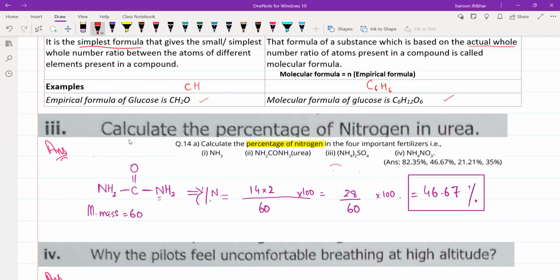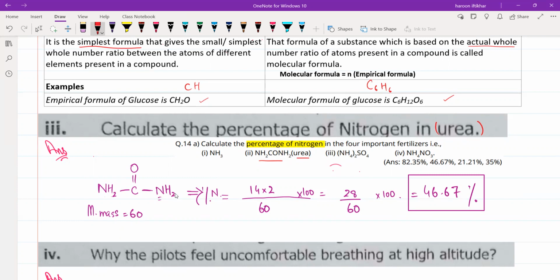Okay, the third question is about the calculation of the percentage of nitrogen in urea. So here we go. This is actually question 14 in your book. It's a very important question. You can try the other parts as well. Now you'll see here that in the book they mention the formula of urea, but in the question they are only mentioning the name, not the formula. So you have to remember the formula of urea as well. It's a very common formula.